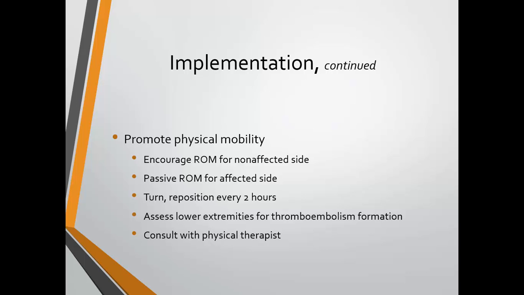You want to assess lower extremities for thromboembolism formation. So you're looking for increased warmth and redness, measuring the calf and thigh circumference daily. You want to consult with physical therapy as patient gains mobility. You want to use consistent techniques to move the patient from the bed to the wheelchair and to help them ambulate. Because if everybody's doing it the same way, then that's going to reinforce those movements in a certain way.